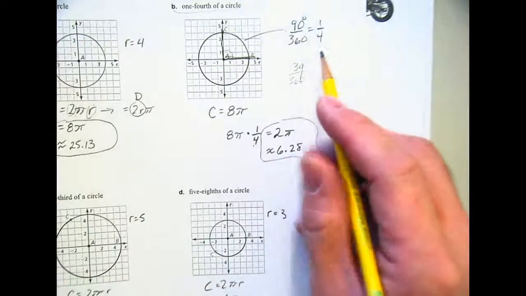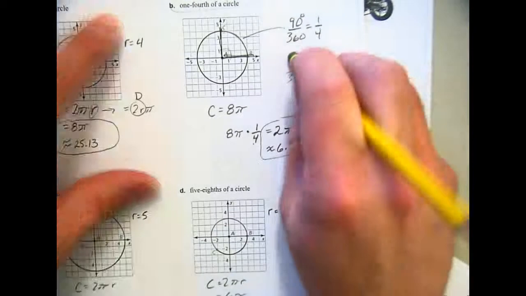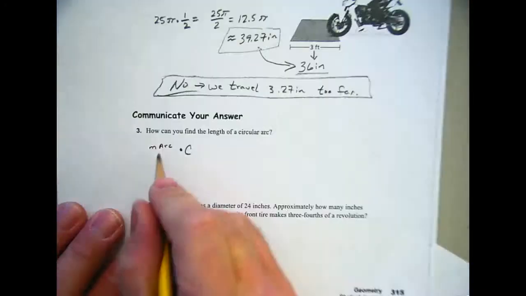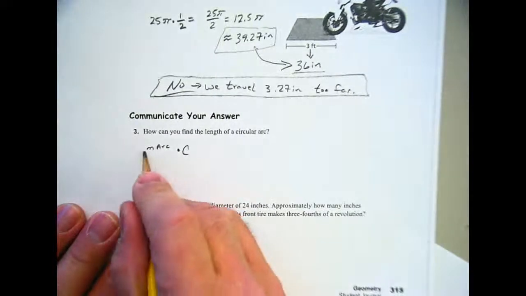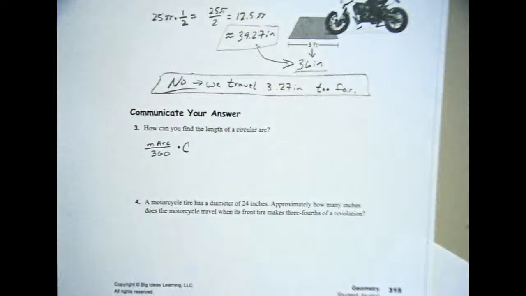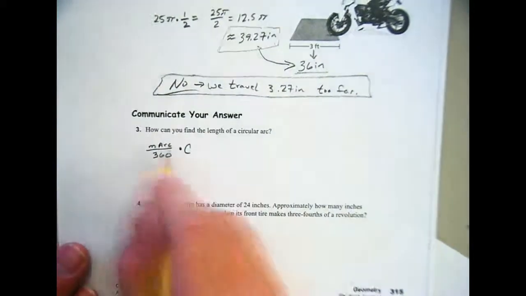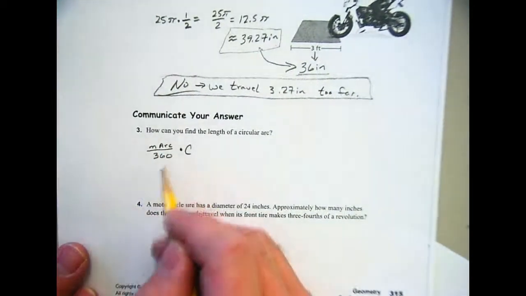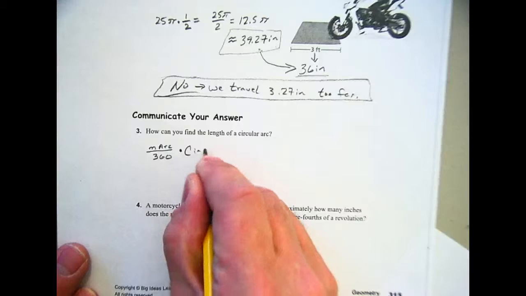1/12 is right. Good job. All right, 1/12. So really what we're trying to do there is take the measure of the arc and divide it by 360. That gives us that fraction we're talking about. Whatever our arc is, divide by 360 times our circumference.